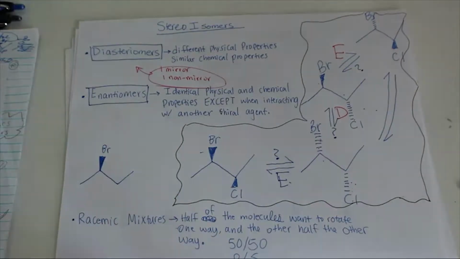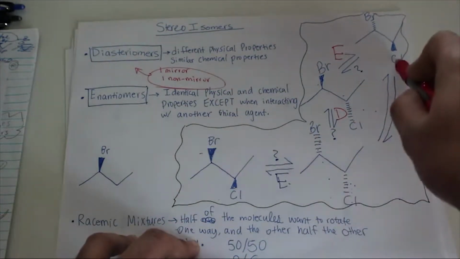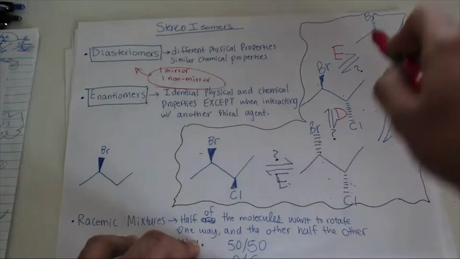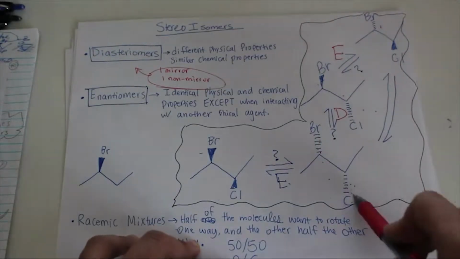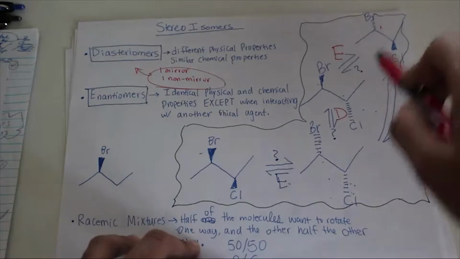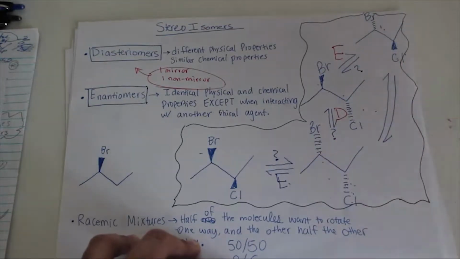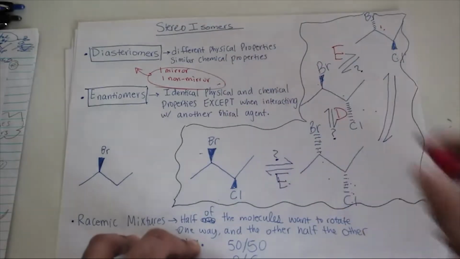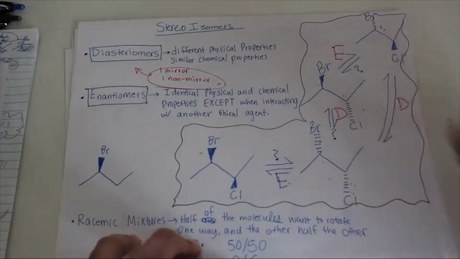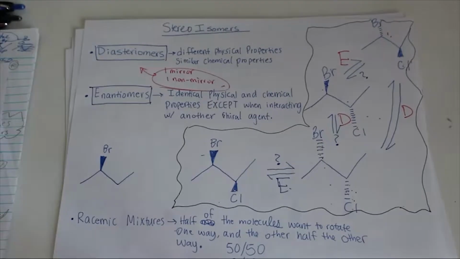And the last one, we have this one comparing with this one. Bromine on a dash, bromine on a dash, stayed the same. Chlorine on a dash, chlorine on a wedge. So one's the same and one's different. So we know that's what we said a diastereomer was. So that's a diastereomer. Okay.